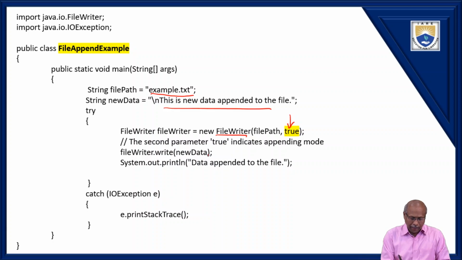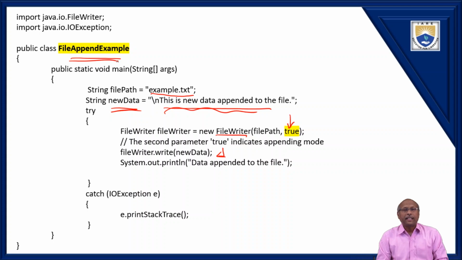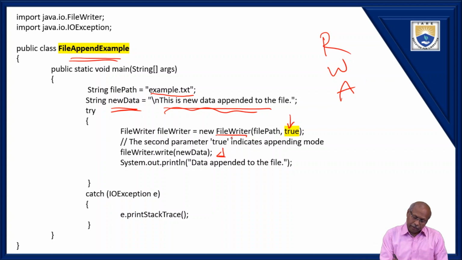Now, file writer, new data. The new data is this data. This is written to the file. Then close. So, this is the way the writing works. This is for appending purpose. You can do read operation, you can do write operation, or you can do append operation on the file. So, reading purpose file reader. Writing purpose file writer. Append purpose file writer with true parameter. These are the 3 standard methods.